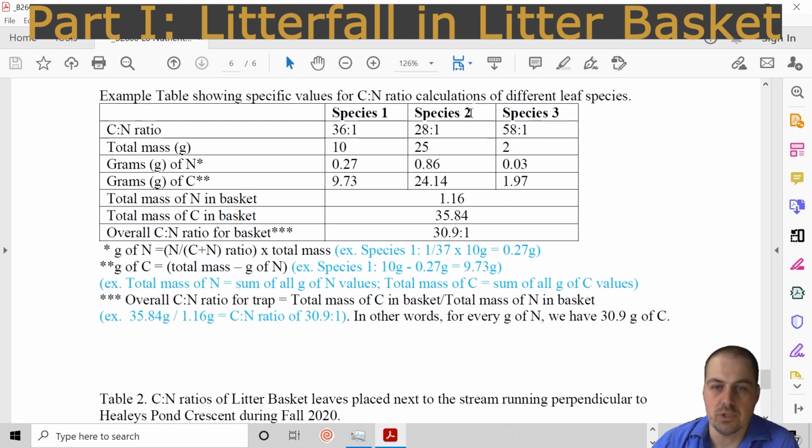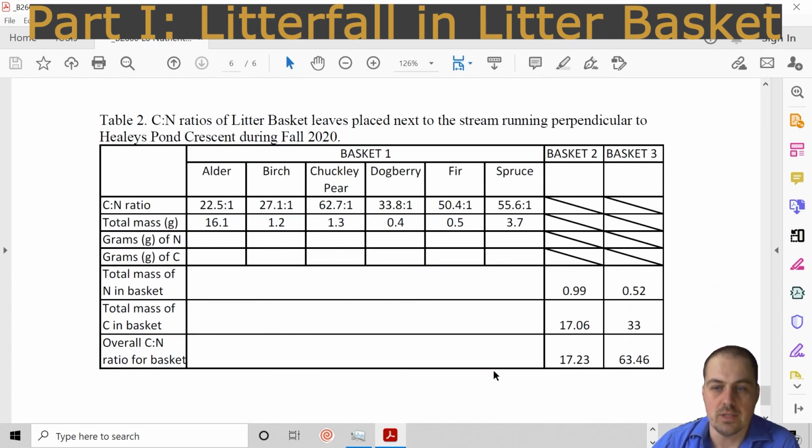So this is an example table because the species here are just made up. They don't refer to anything. The purpose of this table is just to show you how to do the calculations. So the actual table that you're going to fill in is down here.